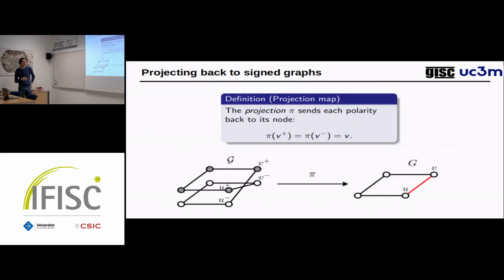Finally, just as a remark, one can also define an operation that projects the expanded network back to the original one. So that's the operator we will use if we want to recover information in terms of the original signed graph. And it amounts to just removing the polarities of the nodes. And then you have a projection.